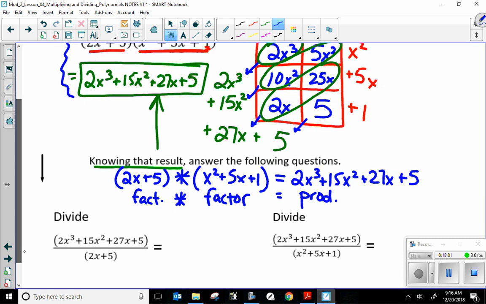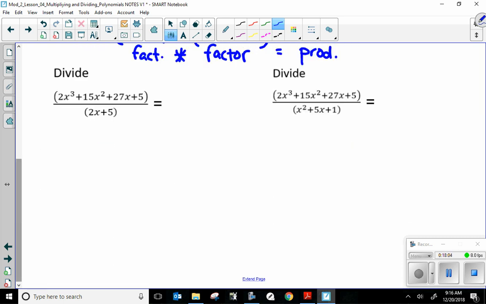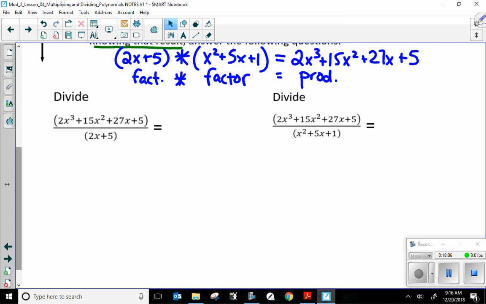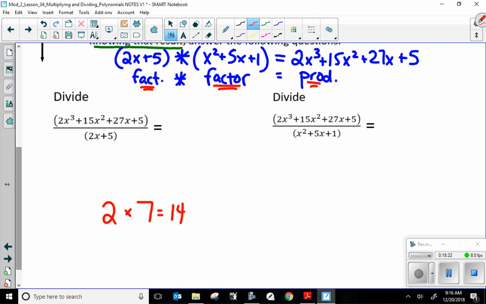Now, let's go right here. I'm going to make this a simpler concept. Instead of having these factors be polynomial expressions, let's just make them numbers like we understand. Let's say 2 times 7 is 14. I can divide using my 2 factors. I can say 14 divided by 7 is 2, or I could say 14 divided by 2 is 7.